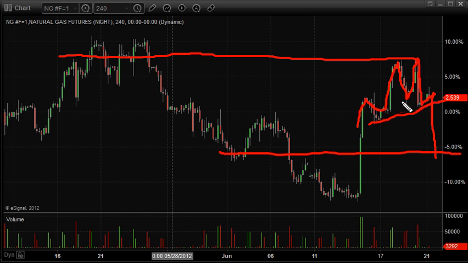Overall, it looks as though it's forming a bearish pattern here. I do feel as though it's going to head lower. Not sure I want to quite short it right at this time. I'm going to keep my eye on it.